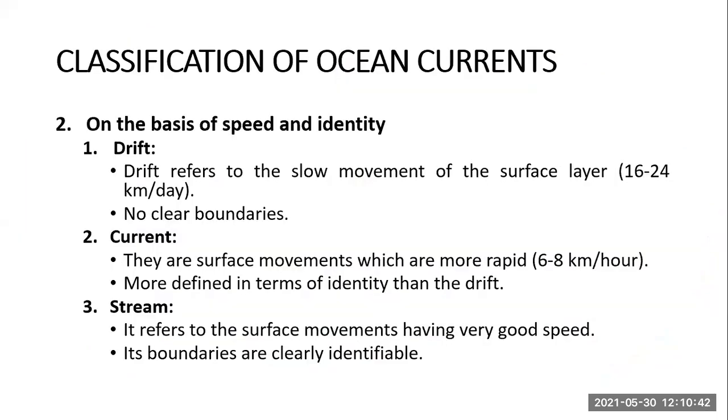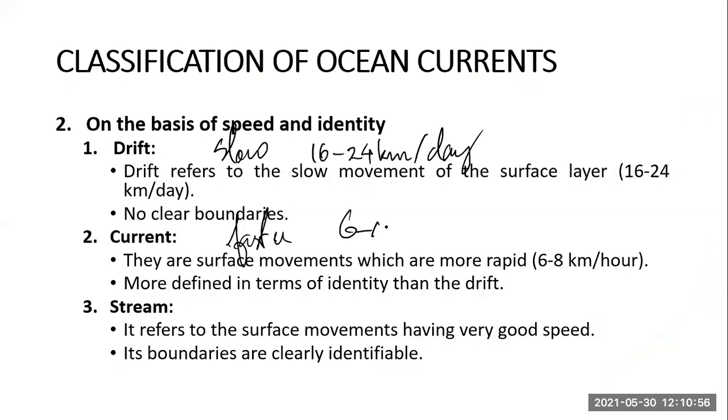So that was about current. So I said that drift is a relatively slow movement, 16 to 24 kilometers per day. Currents are relatively faster, about 6 to 8 kilometers per hour. Movement of 6 to 8 kilometers per hour is what we usually call a normal ocean current.